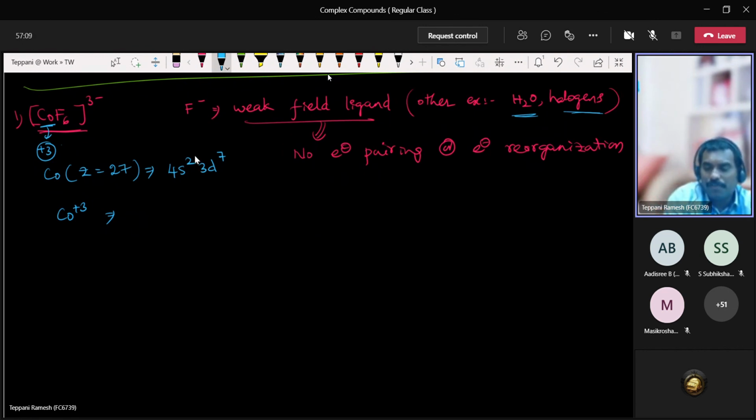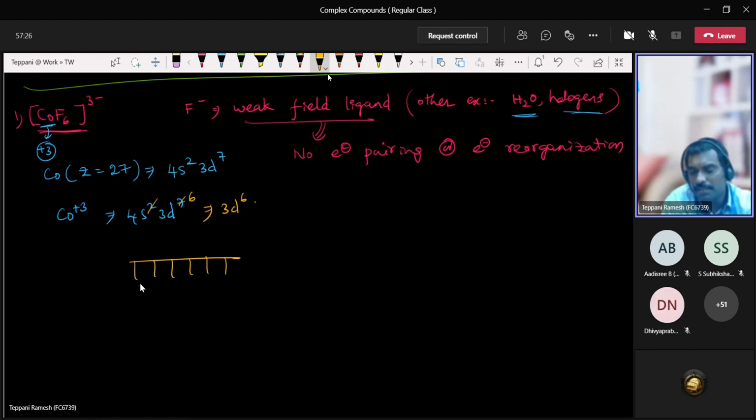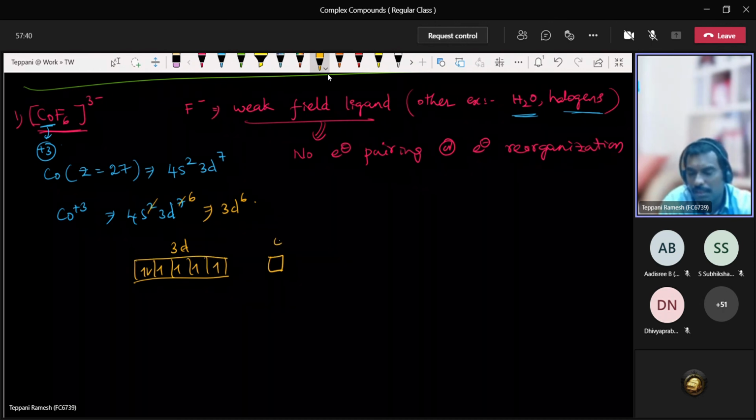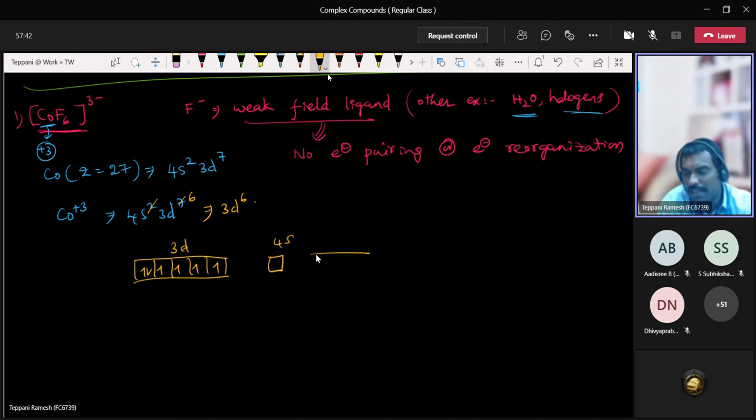So from outside, 2 electrons are gone, but 3 electrons you have to remove. Here 1 electron from 3d means 3d6. Overall now 3d6. So cobalt 3d has 1, 2, 3, 4, 5, 6 electrons. But it has the 4s orbital and 4p orbitals free, vacant. 4d orbital is also vacant.